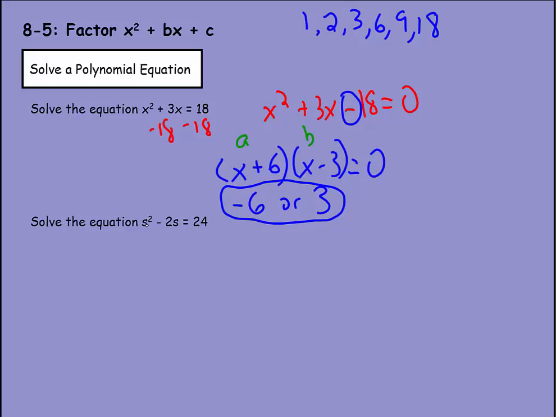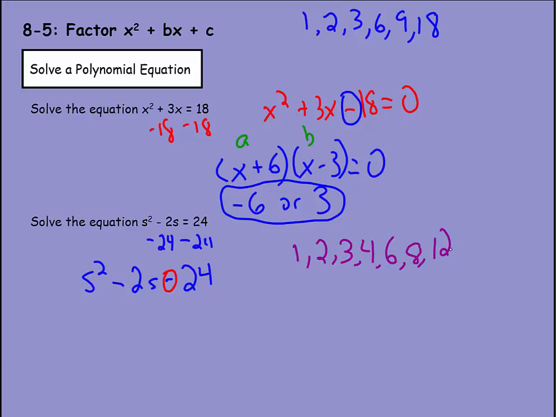Now I have s squared minus 2s equals 24. So let's subtract the 24 from both sides to get 0. So that leaves me with s squared minus 2s minus 24. So since I have a product that is negative, it must be a positive and a negative being multiplied. So I write out the factors of 24: 1, 2, 3, 4, 6, 8, 12, and 24.